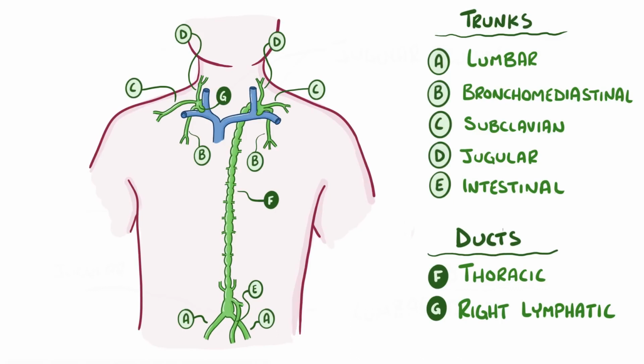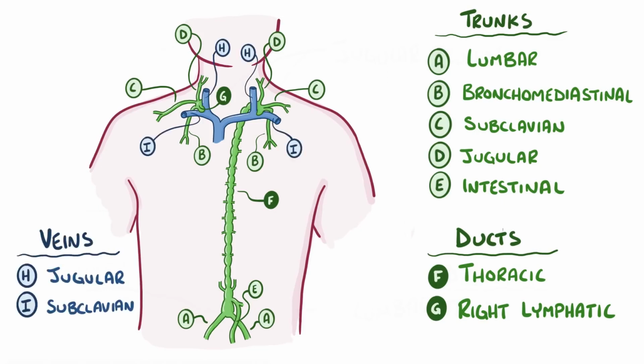The right lymphatic duct dumps lymph into the junction of the right jugular vein and the right subclavian vein, and the thoracic duct dumps lymph into the same junction on the left side of the body. That particular spot is perfect because it's where the pressure is very low, which makes it easier for the lymph to flow in.